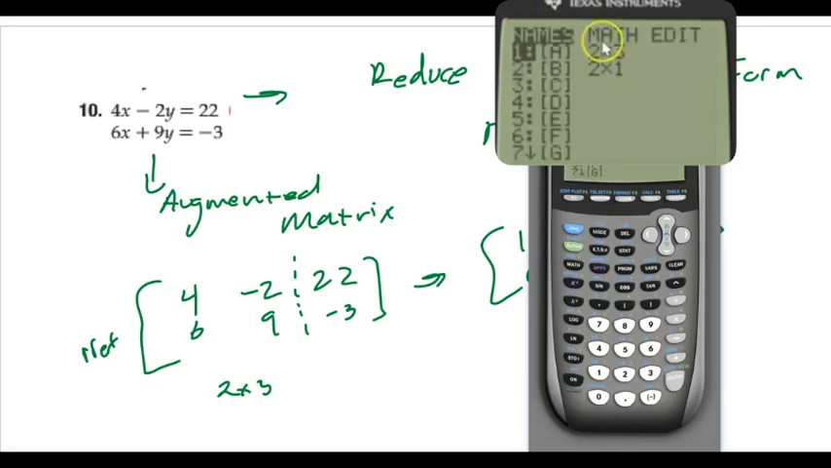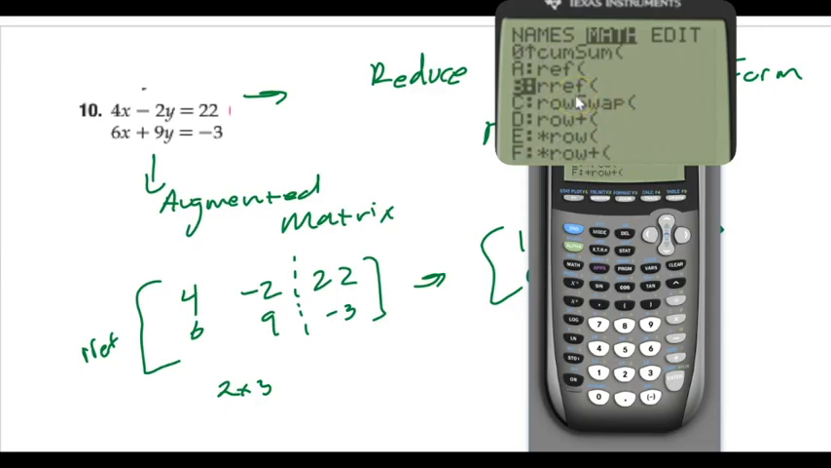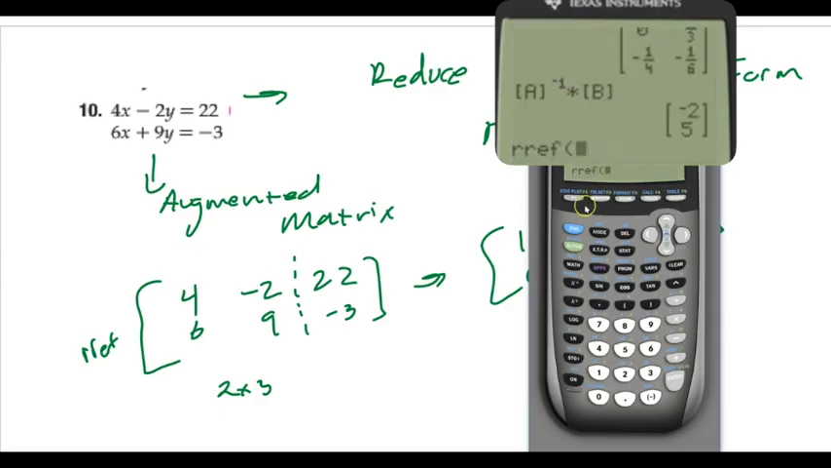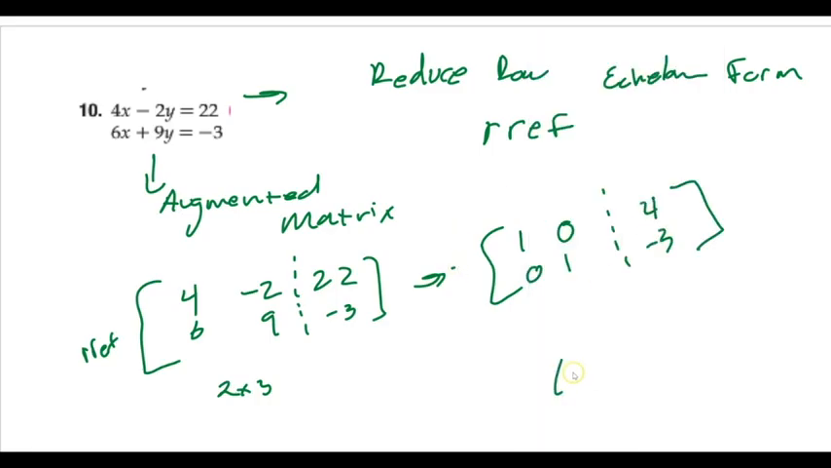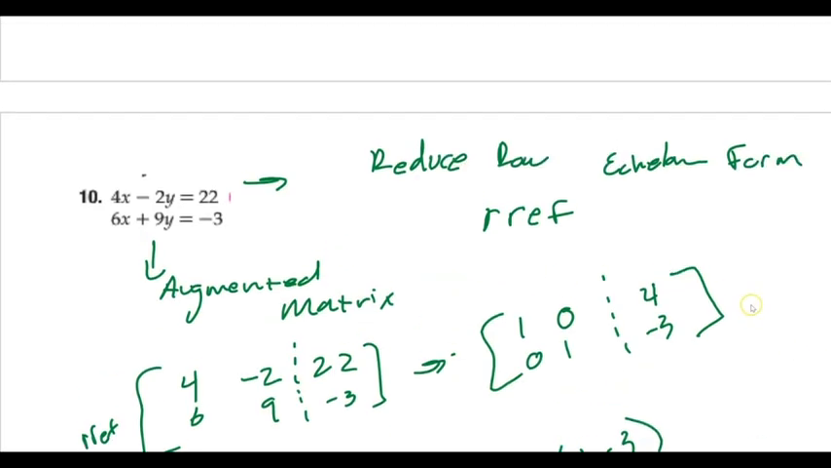Now, before I select them, I'm going to go to math. There's RREF, reduced row echelon form. It has to be the double R one. Select that. Now select your matrix. And look what it does. There's the identity, and it says the answer is 4, -3. That's our answer. And that's the easiest way I know how to find an answer using systems of equations.